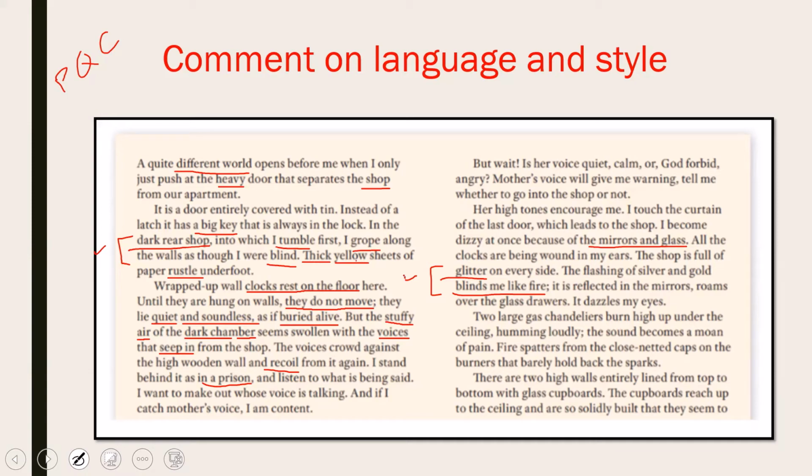And then he is using the simile in the fifth paragraph as well, as when he says blinds me like fire. This thing blinds me like fire. Now he's saying about fire, something compared with the fire as well. So you're using both similes in one paragraph. You're not talking about two similes at the two different points of your commentary. Only this is one point. There are two similes, but this is one point.